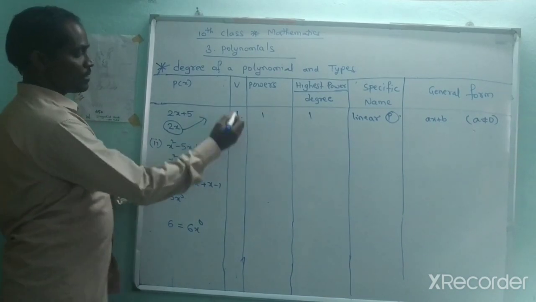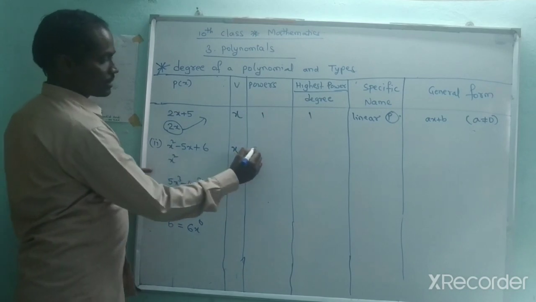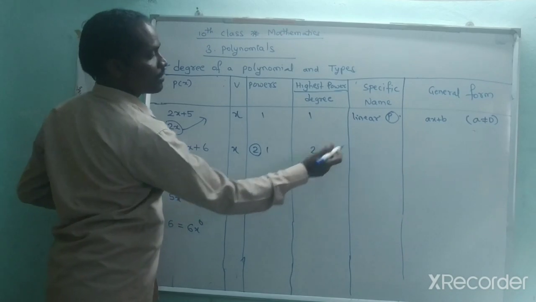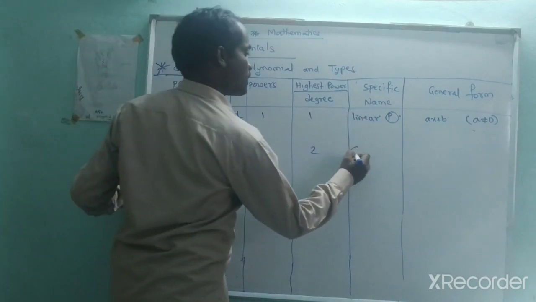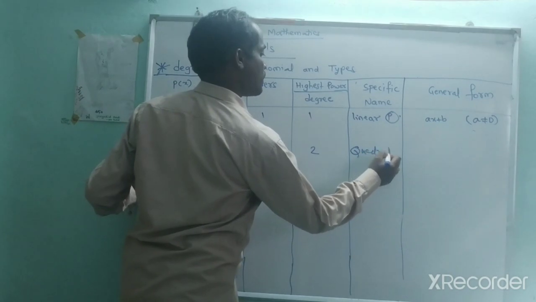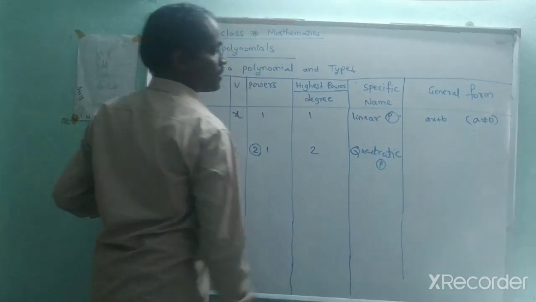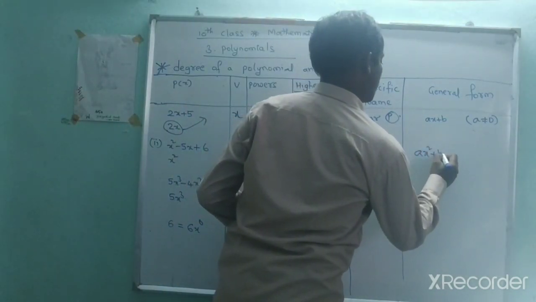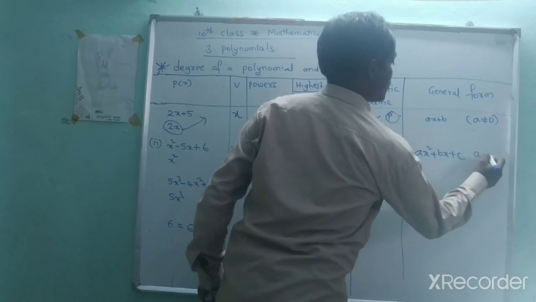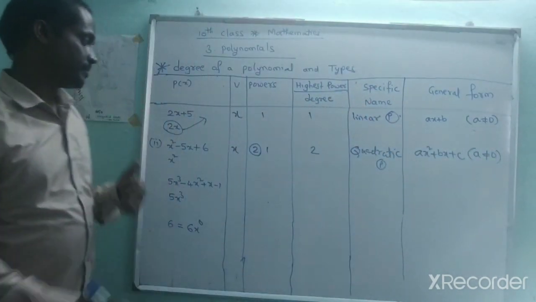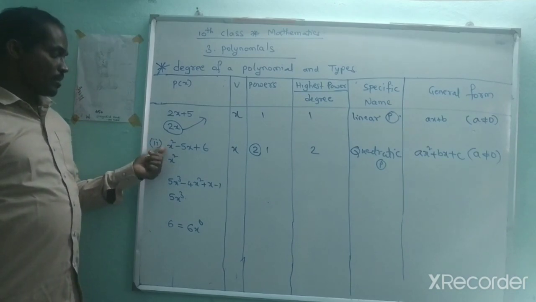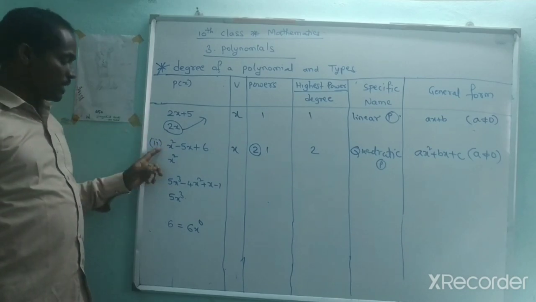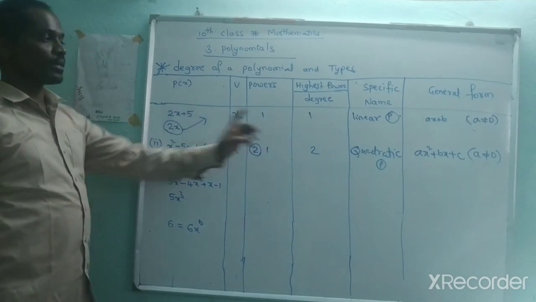In this the variable is x, powers 2, 1. The highest power is 2. So this has a specific name: quadratic polynomial. The general form is ax square plus bx plus c. Here one condition is there, a not equal to 0. In the above x square minus 5x plus 6, how many terms are there? 3 terms. But if we take only one term, x square, it is also a quadratic polynomial.